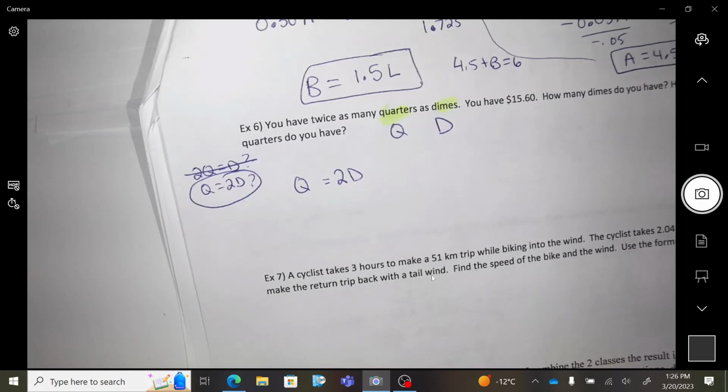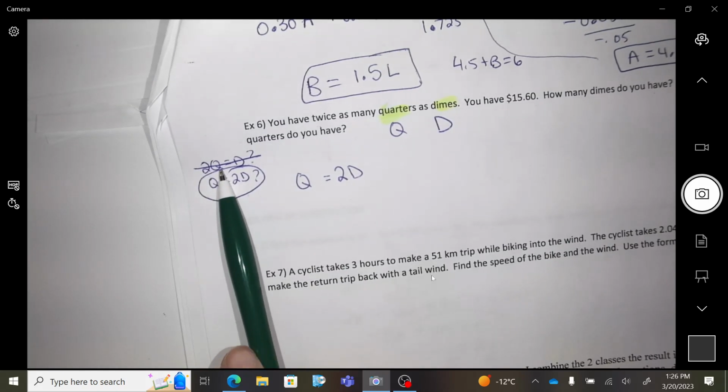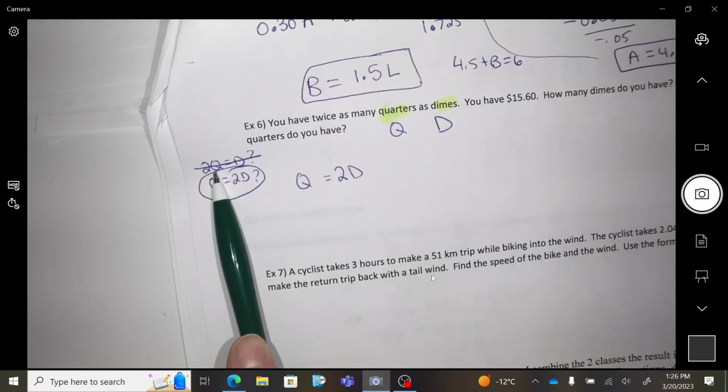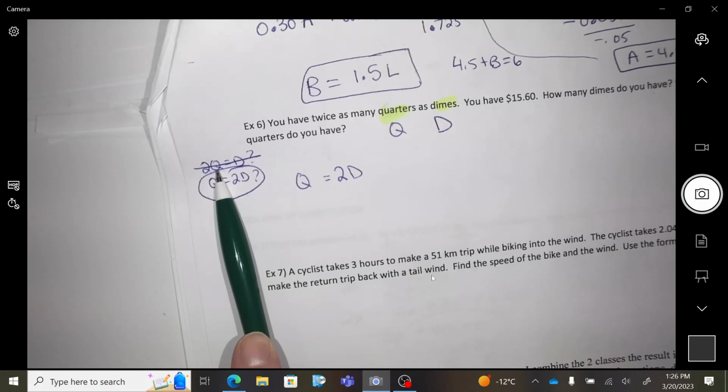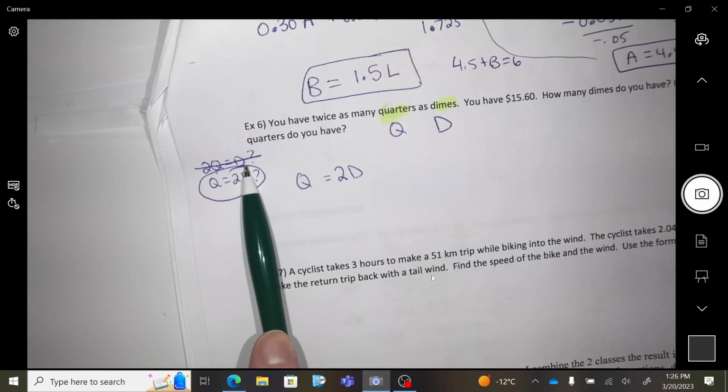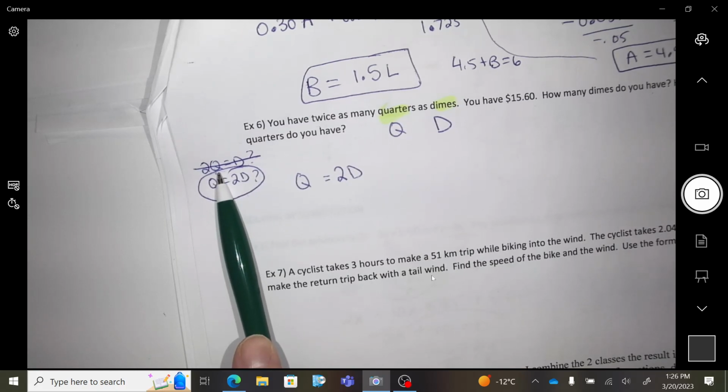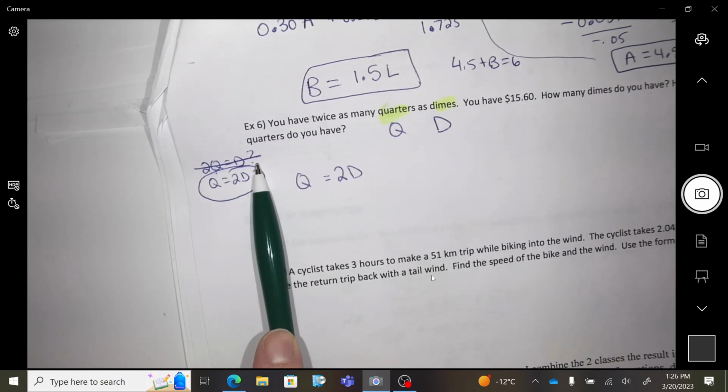Why doesn't the first one work? We'll plug in a number. So what do you want to plug in? So if you have 15 quarters, 2 times 15 would make 30 dimes. Does that make sense? So if I plugged in 2 times 15 quarters, now my dimes would be at 30. And that's not twice as many quarters. That's half the amount of quarters.